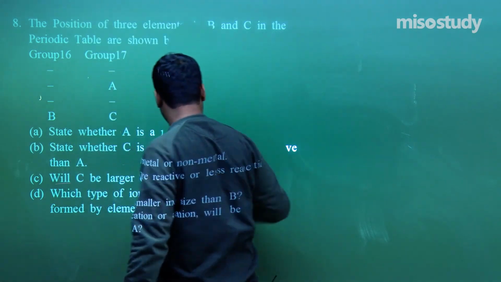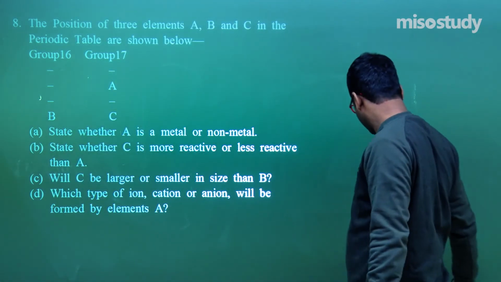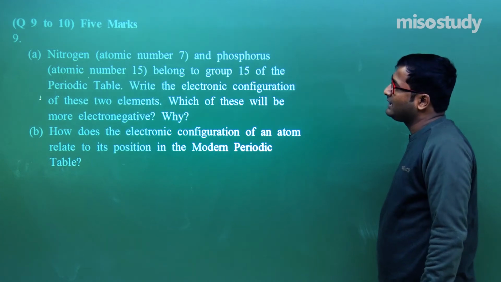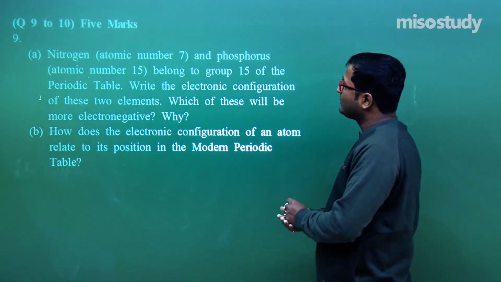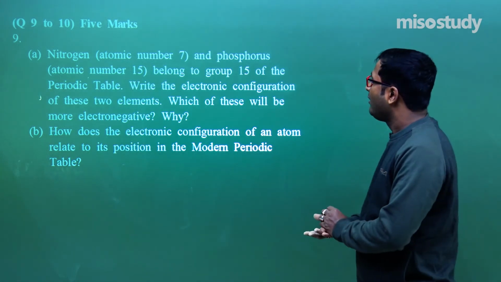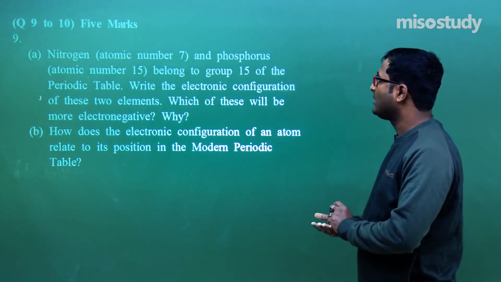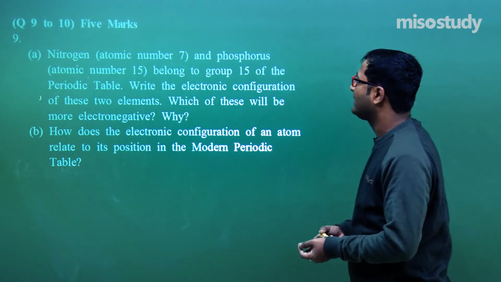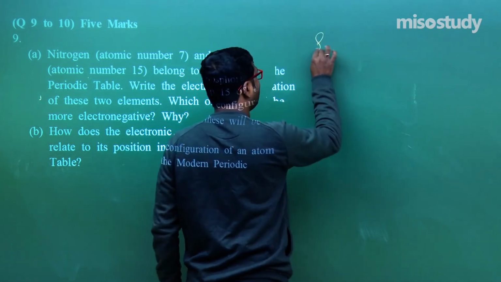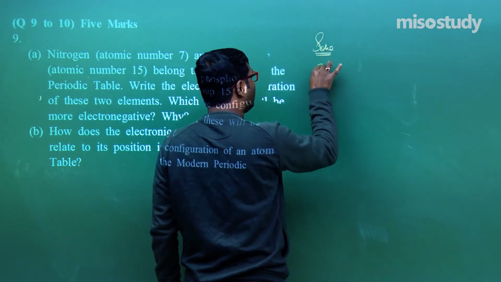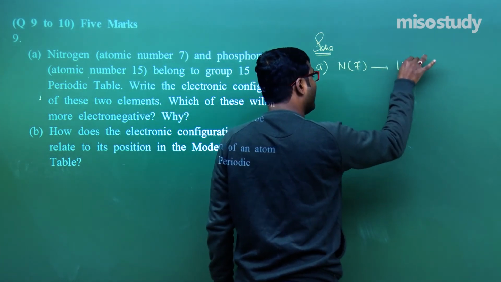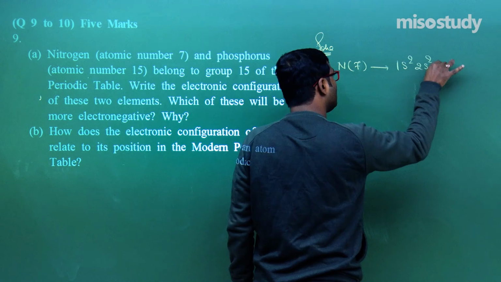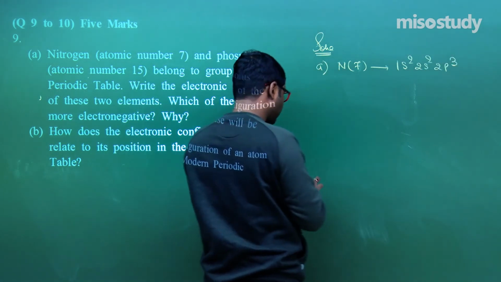What is the next question given here? Check it out. That is question number 9, 5 marks. Nitrogen, atomic number 7, and phosphorus, atomic number 15, belong to group 15 of the periodic table. Write the electronic configuration of these two elements. It's very simple. I have discussed it lots of times. Nitrogen's electronic configuration will be written like this: 1s2, 2s2, 2p3.